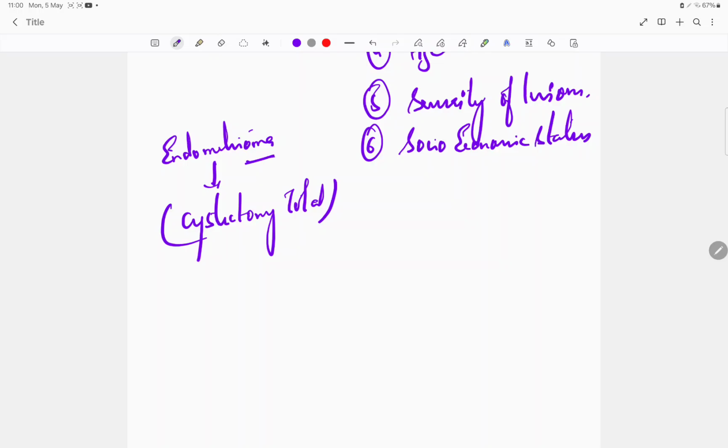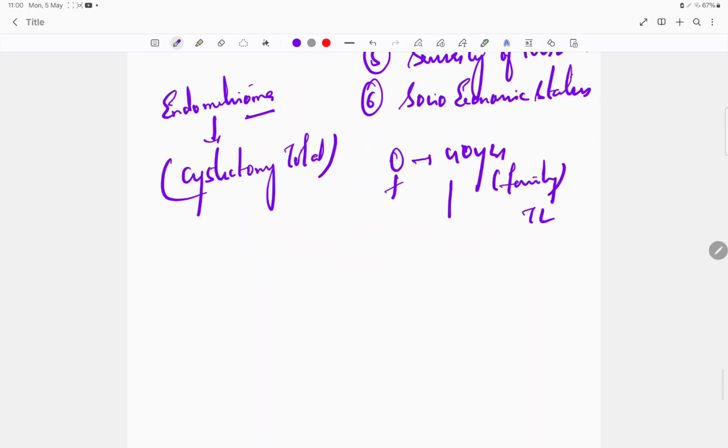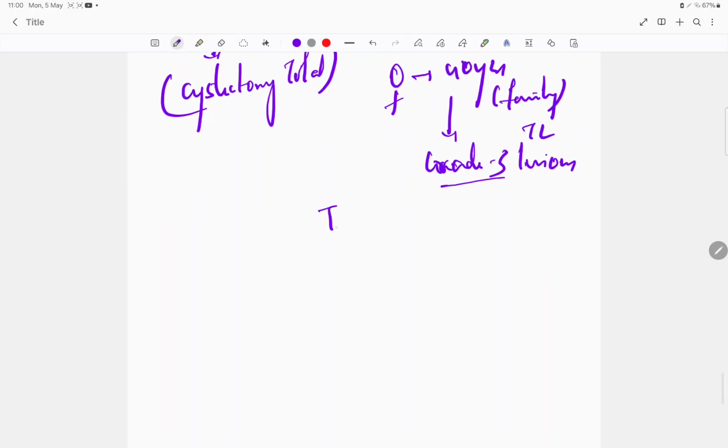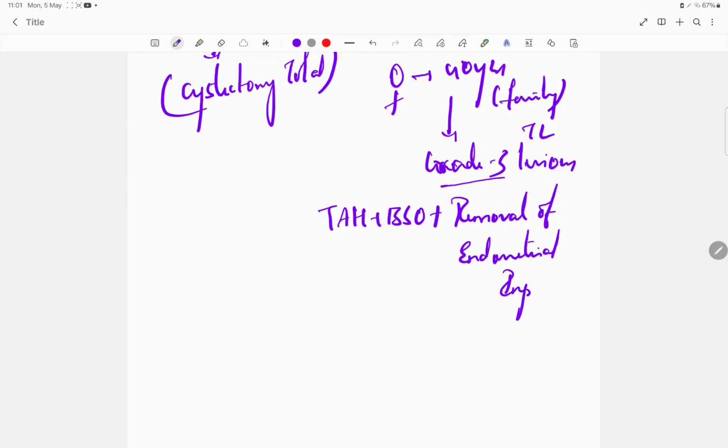So in endometrioma you need not do hysterectomy, whereas if the patient is a female who is already 40 years of age, has completed family, tubal ligation also done, and she has grade 3 lesions, what is the treatment of choice? Then you have to go for total abdominal hysterectomy, bilateral salpingo-oophorectomy plus removal of endometrial implants. This is the treatment of choice.